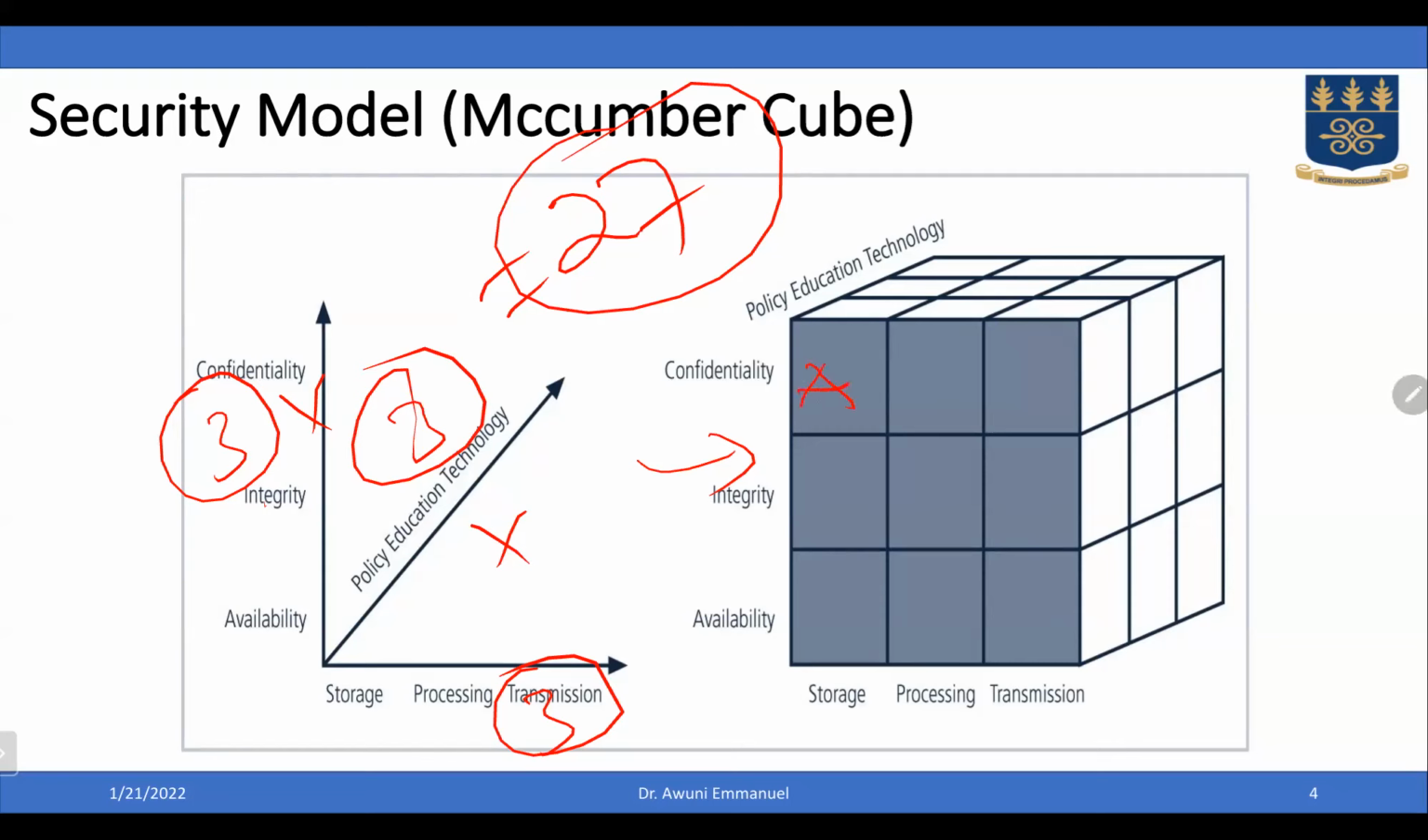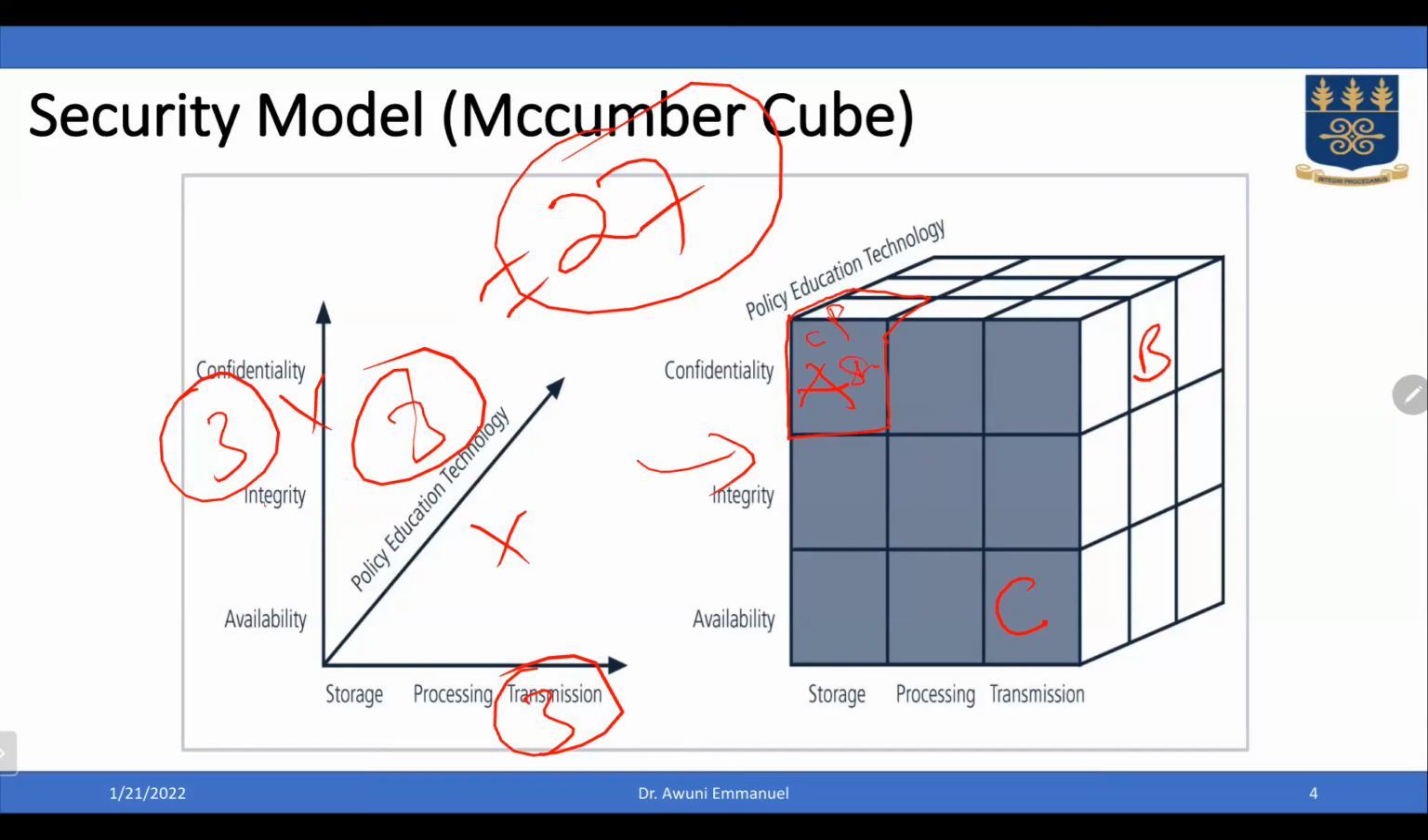Let's call this cube A. Let me call this cube C. And let me call this cube B. Now, if you look at this cube here, within the cube, we have confidentiality. Let me use C. Within the same cube, we have policy, which is here. And within the same cube, we have what?